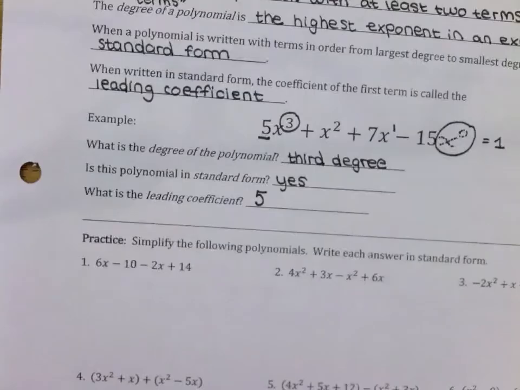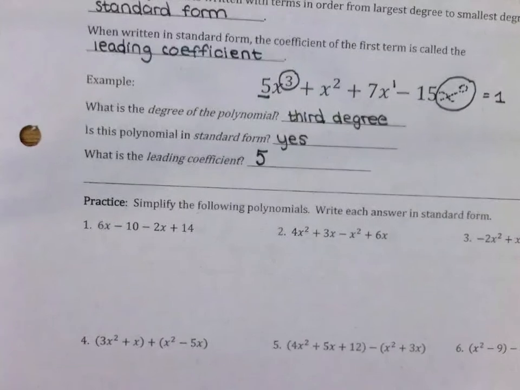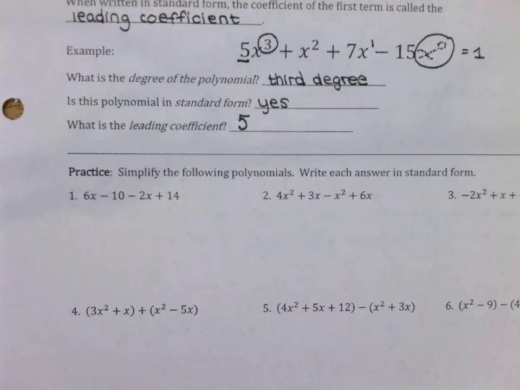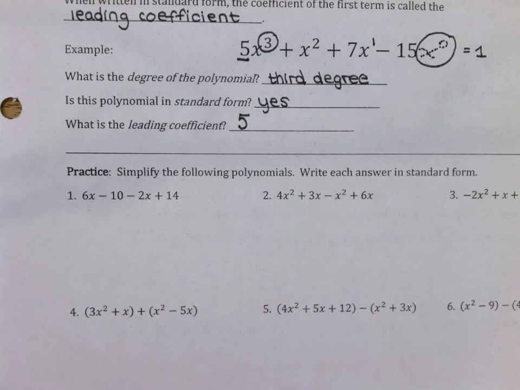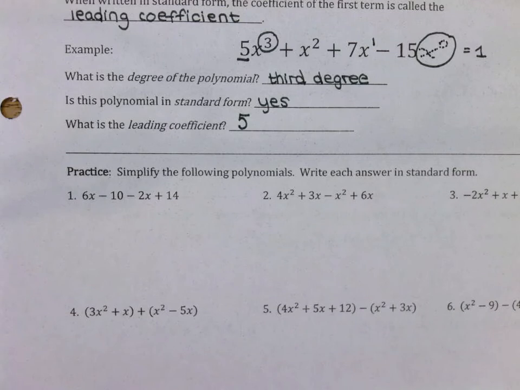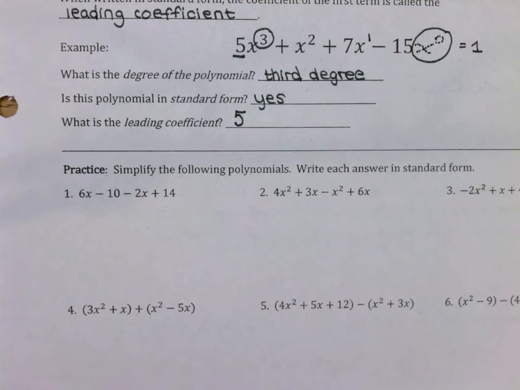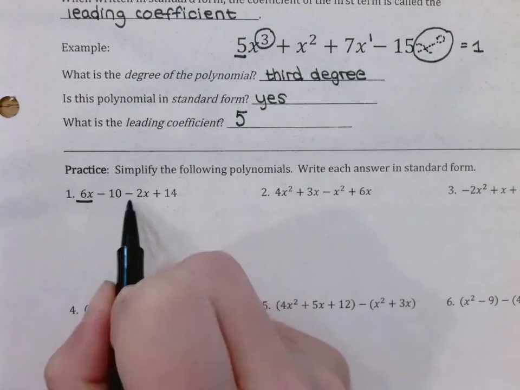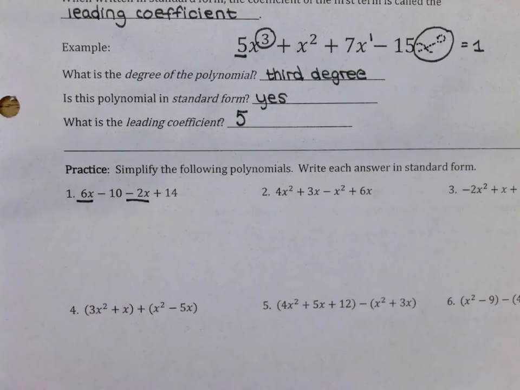Okay, so let's look at some examples here. This is the real stuff that you'll see on a quiz or a test. So it says, simplify the following polynomials and write each answer in standard form, with the largest exponent down to the smallest exponent. So for number 1, I know we're going to be combining like terms for all of these. So I'm going to start by finding like terms. So that's going to be 6x and negative 2x.